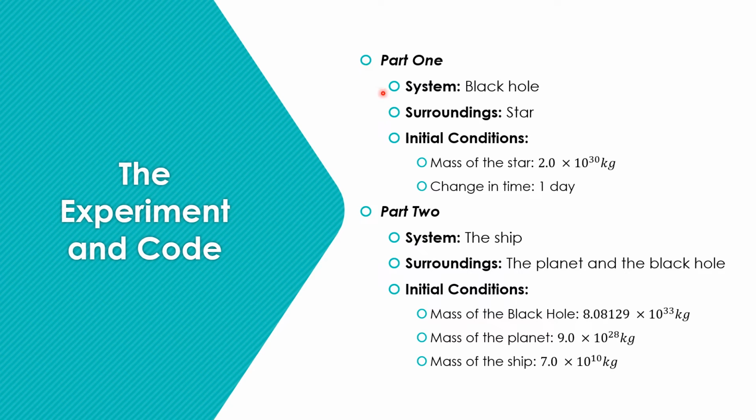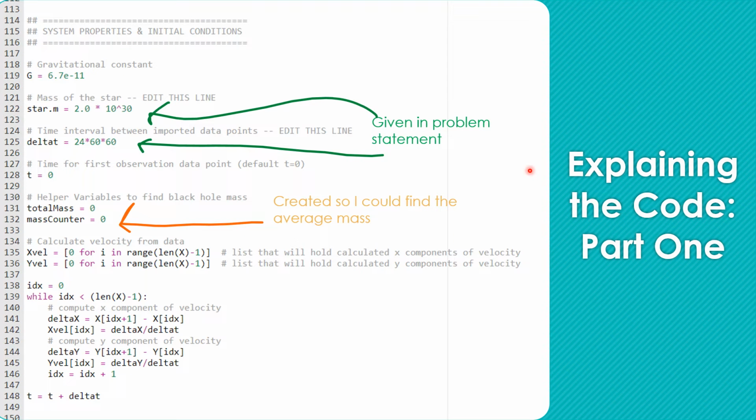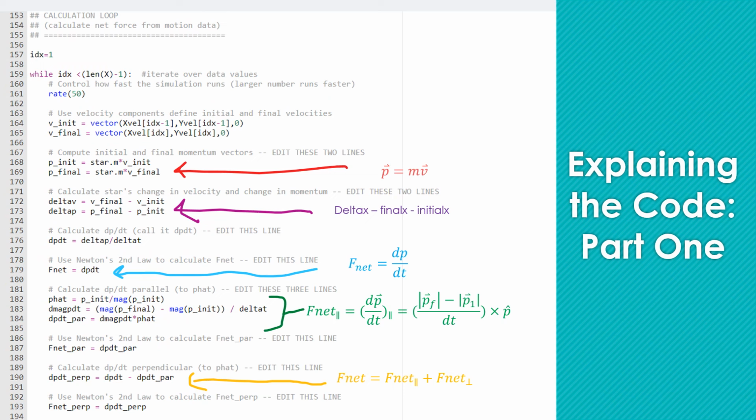For part 1, the system is the black hole, the surroundings the star, and the initial conditions are the mass of the star and the change in time. While for part 2, the system is the ship, the surroundings are the planet and the black hole, and the initial conditions are the masses of all the objects involved. For the code, the mass of the star and delta t are given in the problem statement. I just converted delta t from 1 day into seconds. And then I created a total mass counter and a mass counter that's essentially counting the number of times you go through the calculation loop, so I could find the average mass.